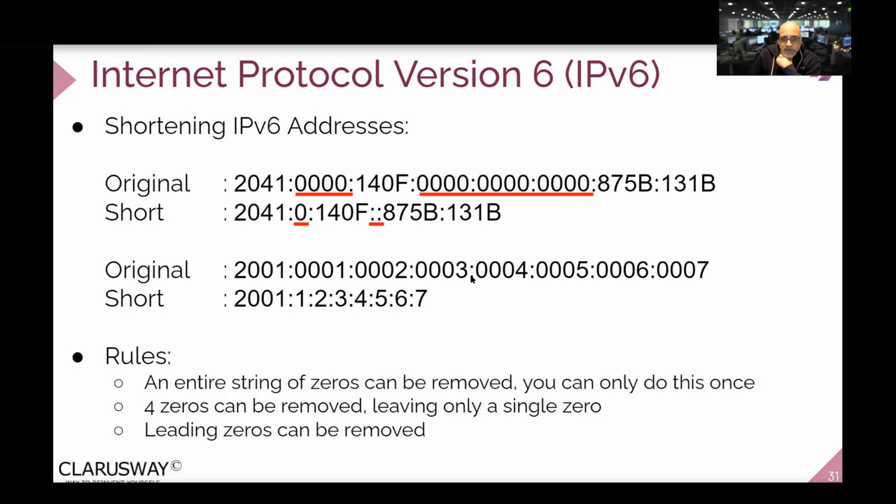So instead of putting all these leading zeros, it would just look like that: 2001, 1, 2, 3, 4, 5, 6, 7. But this is something that shouldn't necessarily be top of mind. It's not going to come up right away, but just keep in mind there is such a thing as IPv6, and it's used to expand the address pool.